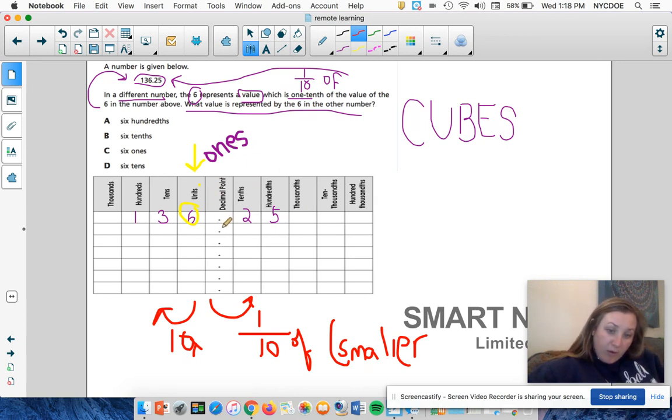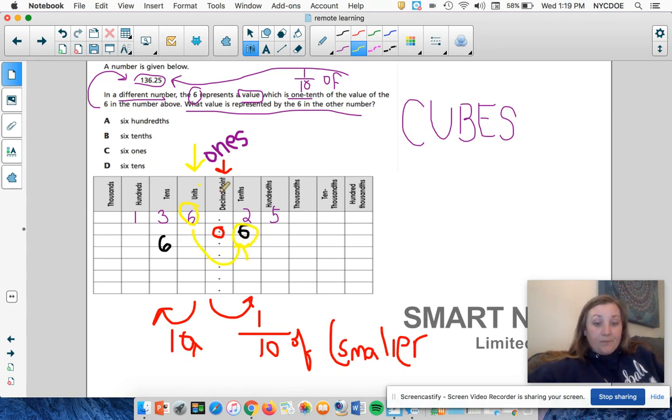The problem was, and I noticed this in the past, that when we have a decimal point, we oftentimes get confused that a number can still go here because decimals represent parts of wholes. If I was looking for a 6 that represented 1/10 of the value of the 6 in the number above, your number would be in your tenths place. It would not go to your tens, because if you put your 6 here, it would be bigger. You want a number that is 1/10 of the 6 we have, which is smaller.